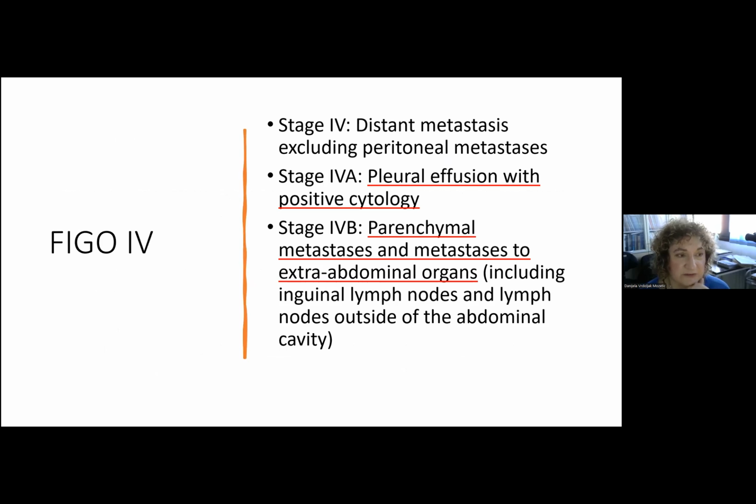Cytology is very important for the FIGO 4 stage because we can detect distant metastases, excluding peritoneal metastases, especially in pleural effusions. So if we have pleural effusion with positive cytology, it is stage 4A of the ovarian or tubal cancer. Of course, also stage 4B, if we have parenchymal metastasis and metastasis to extra-abdominal organs, which we can prove by fine needle aspiration.